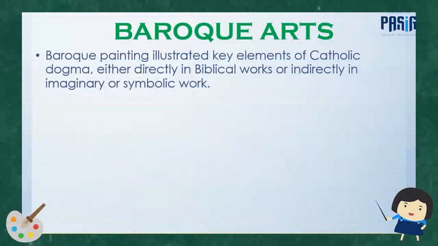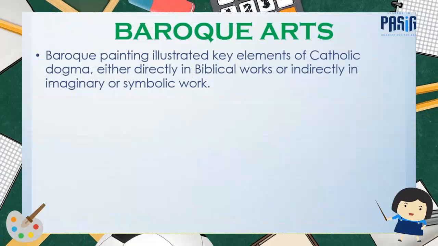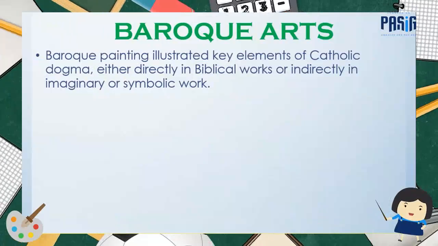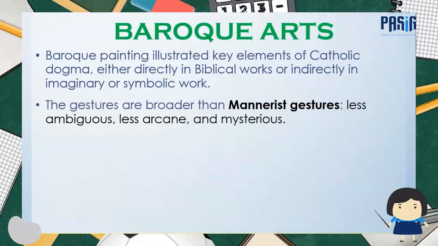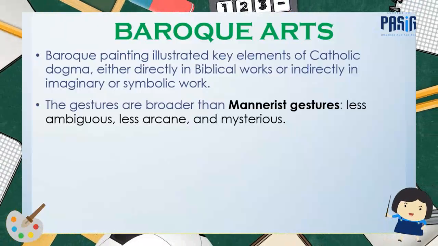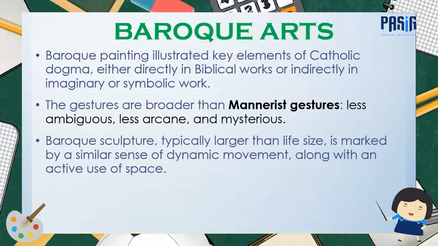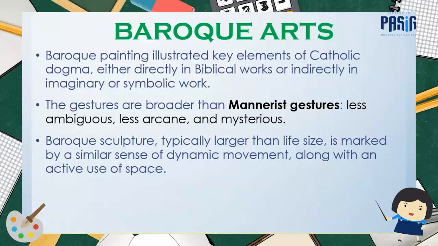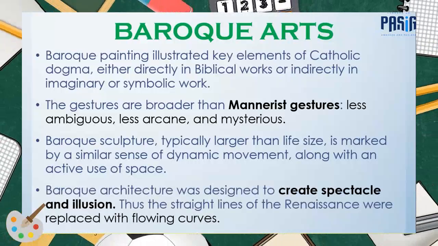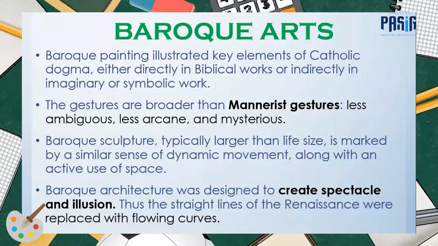Baroque painting illustrated key elements of Catholic dogma, either directly in biblical works or indirectly in imaginary or symbolic work. The gestures are broader than mannerist gestures, less ambiguous, less arcane, and mysterious. Baroque sculpture, typically larger than life-size, is marked by a similar sense of dynamic movement along with an active use of space. Baroque architecture was designed to create spectacle and illusion. Thus, the straight lines of the Renaissance were replaced with flowing curves.